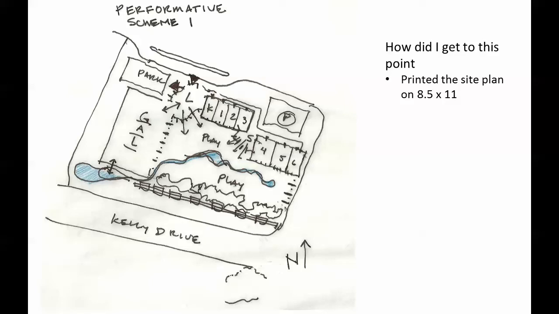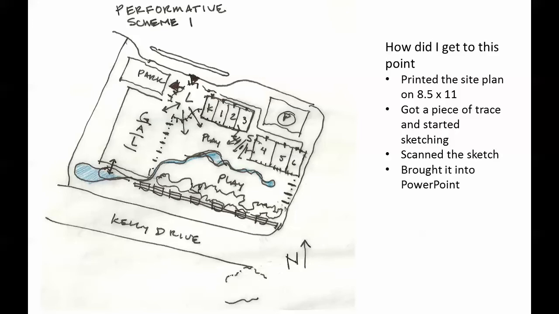So I printed the site plan at 8.5 by 11. That was available on the Blackboard site under Studio Resources, by the way, on the left tab in your Blackboard. I got a piece of trace paper and started sketching. This is about the fourth version of the performance scheme that I sketched. I scanned the sketch, I brought it into PowerPoint, and now I'm recording with Snagit while using a stylus.